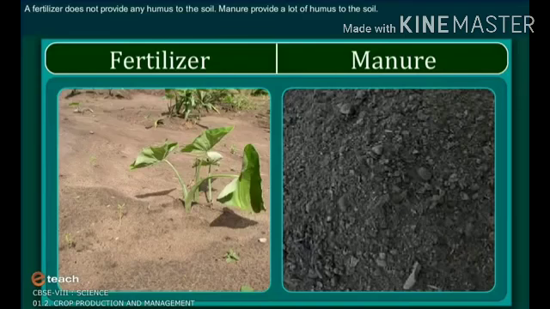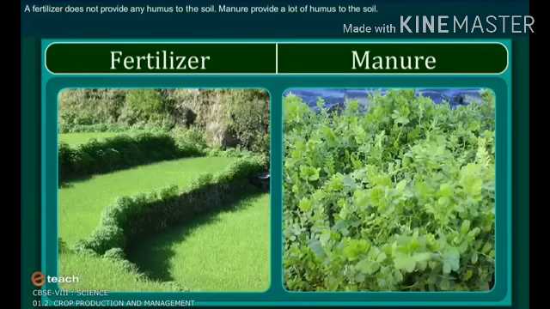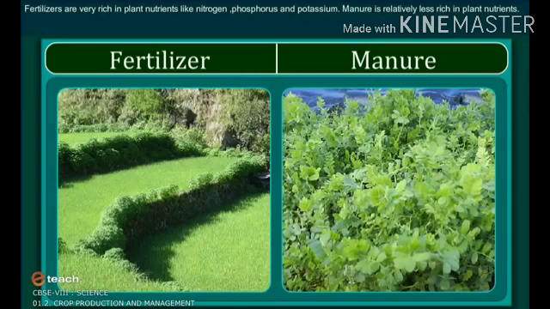A fertilizer does not provide any humus to the soil. Manure provides a lot of humus to the soil. Fertilizers are very rich in plant nutrients like nitrogen, phosphorus, and potassium. Manure is relatively less rich in plant nutrients.